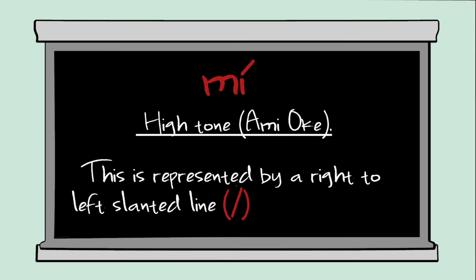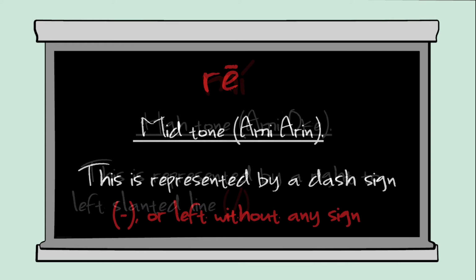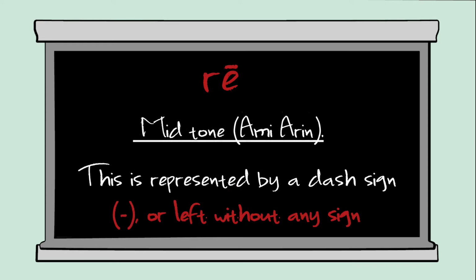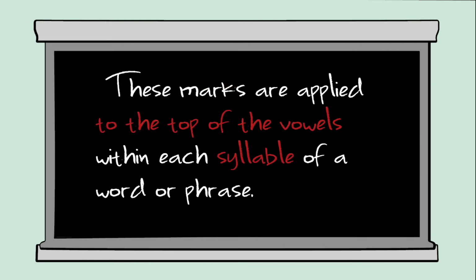The second one is the high tone, àmì òkè, mi, mi. This is represented by a right to left slanted line. And the last one is the mid tone, àmì àárín, re, re. This is represented by a dash sign or left without any sign. These marks are applied to the top of the vowels within each syllable of a word or phrase.